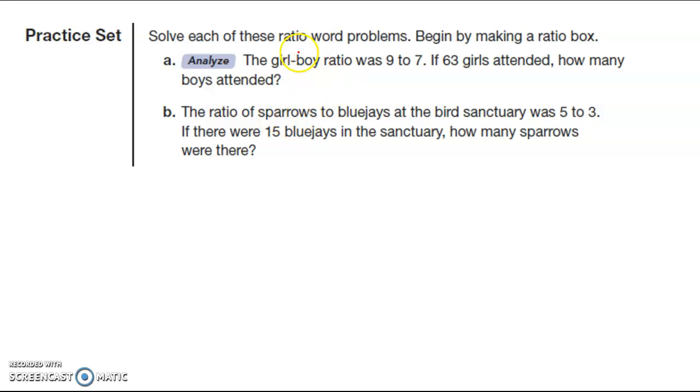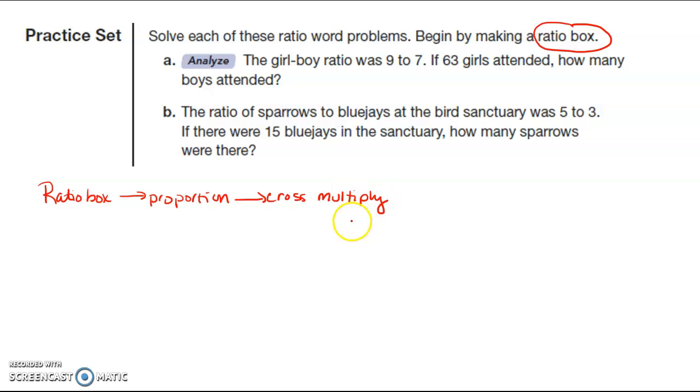So we're going to be talking about ratio word problems, and we're going to be making ratio boxes. We're going to be making ratio boxes until the end of the year. I actually call this the Dora the Explorer method. What we do is we do ratio box, proportion, cross multiply. And if you've ever watched Dora the Explorer, that's how you get to Candy Mountain. It's ratio box, proportion, cross multiply. And that's how you get to Candy Mountain.